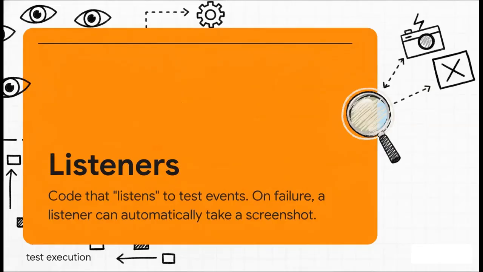Okay, so what are listeners? Think of them as these little automated helpers that are just listening in the background while your tests run. You can set them up to react to specific events. For example, and this is my favorite one, you can have a listener that the instant a test fails, it automatically takes a screenshot of the browser. It's an unbelievably powerful way to figure out what went wrong.